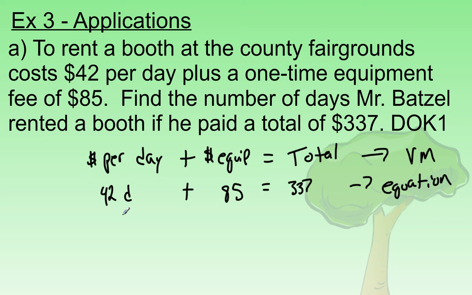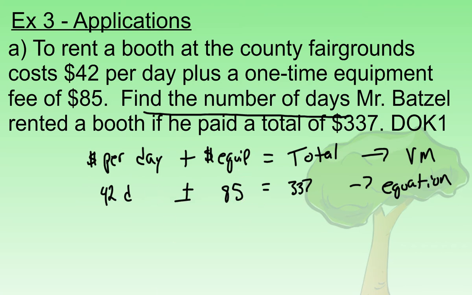Also, another way you could have thought about this is the thing that it's asking you to find: the number of days he rented a booth. You don't know how many days. That's your missing piece. That's your variable. So that's what you have to find to solve this equation. So there's our equation. Now if we solve that equation, we get our answer.